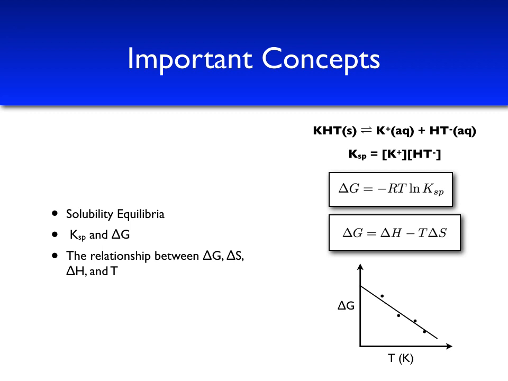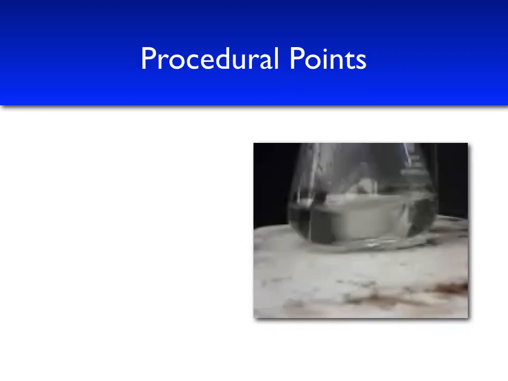Notice that delta S and delta H are not temperature dependent, at least not at the temperature range we are studying. However, delta G is. Let's take a look at a few procedural points. We note that we'll perform one trial of part 1 of this experiment to show you how we collect the data that you'll be given to analyze.